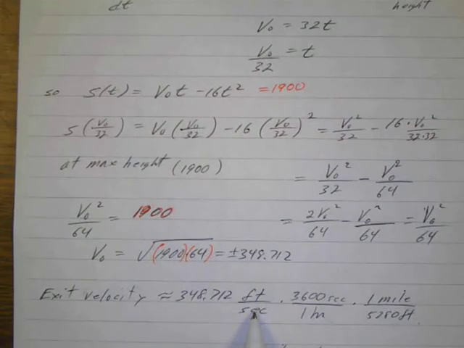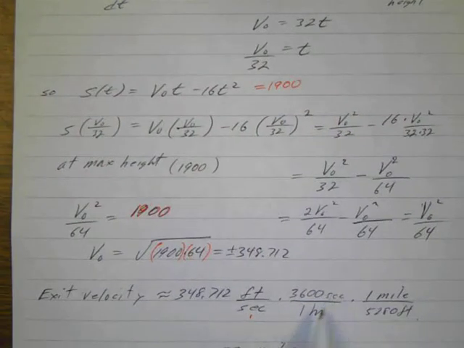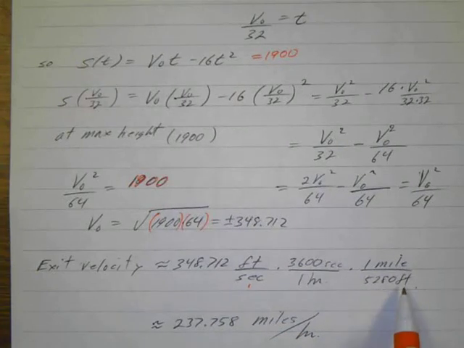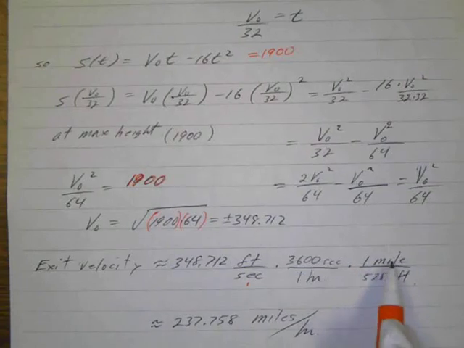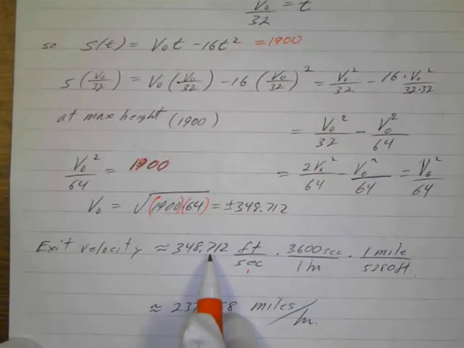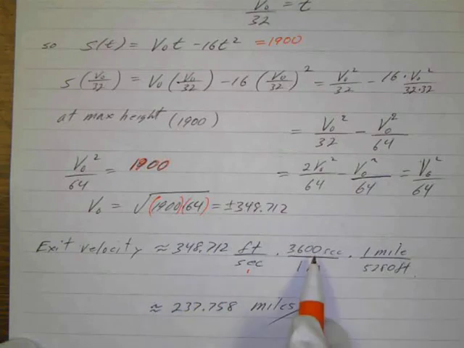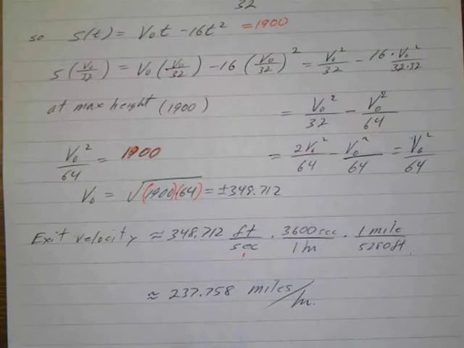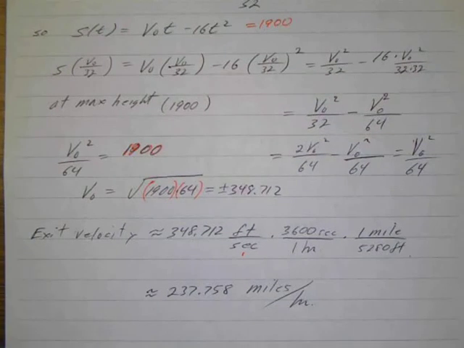Now if I want to find that in miles per hour, I've got to get rid of the seconds, so I have 3,600 seconds in 1 hour. And I want to get feet to miles, so I've got 1 mile is 5,280 feet, and I want to do that so the feet will cancel, the seconds will cancel, and I have miles per hour. And then when I multiply this number, 348.712 times 3,600 divided by 5,280, we get 237 miles per hour, so that's the exit velocity. Okay, so I hope that makes sense.